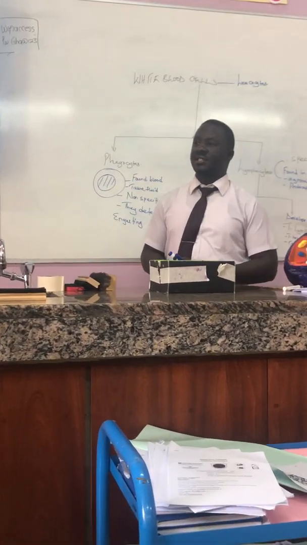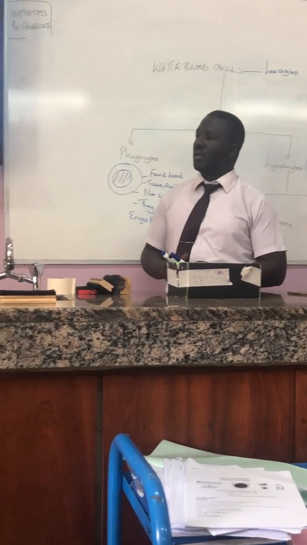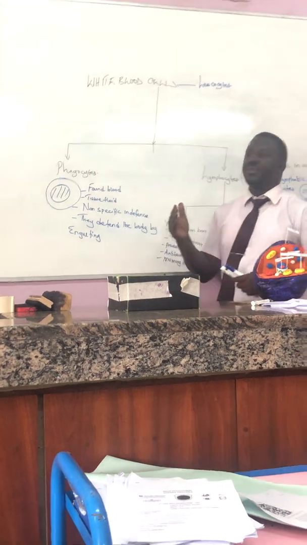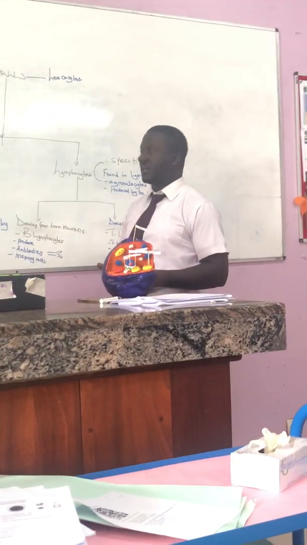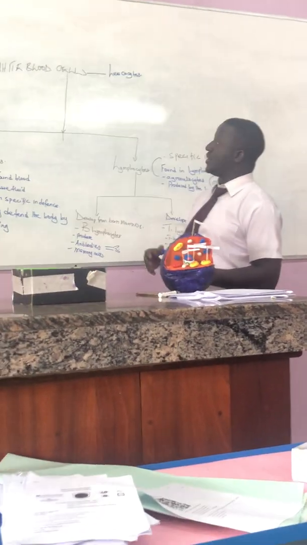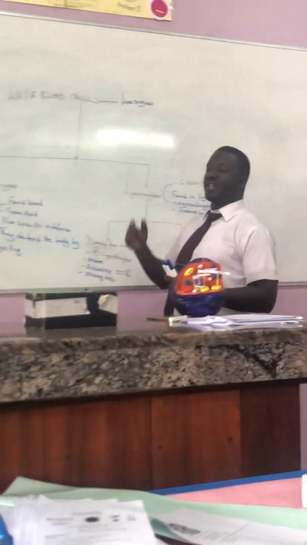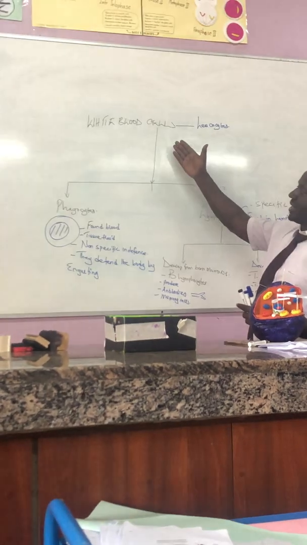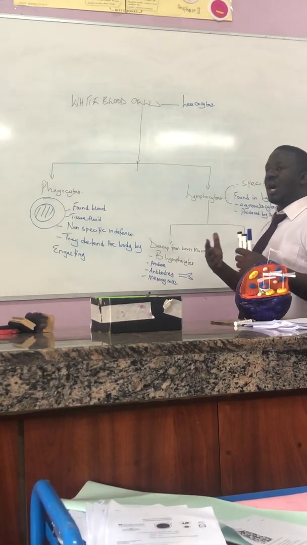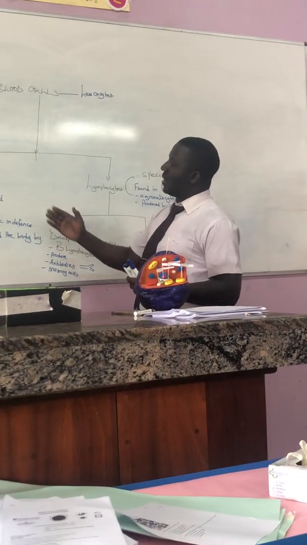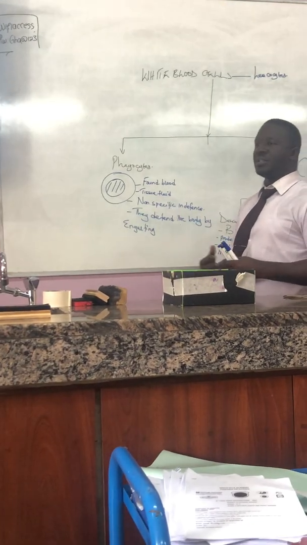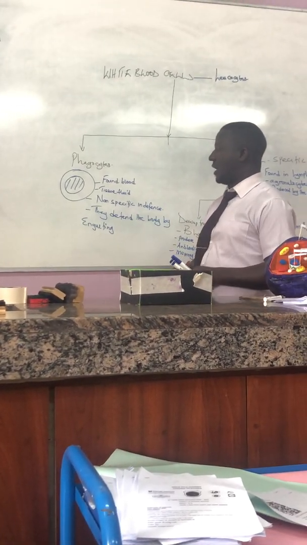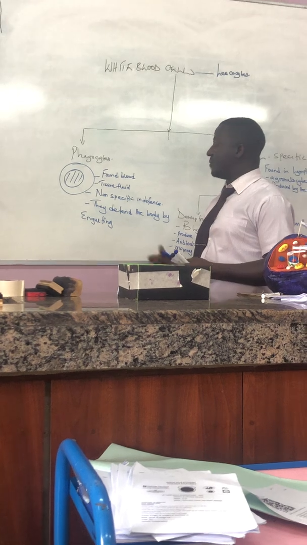White blood cells are the ones responsible for causing the defense, that is the immunity. White blood cells are divided into two. The other name for white blood cells is lymphocytes, as you can see. They are divided into two depending on how their nuclei look. The phagocytes are the ones found everywhere, in tissue fluid and in blood.